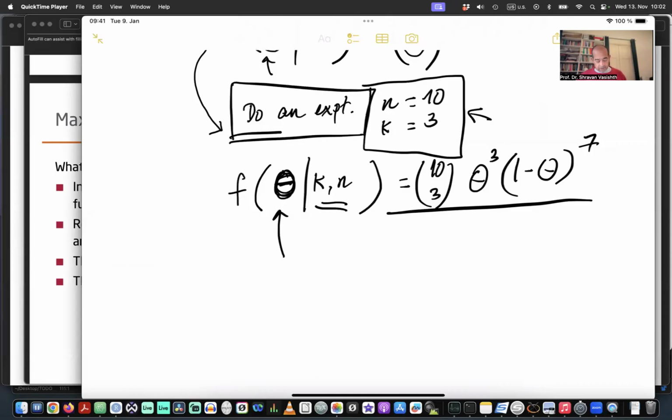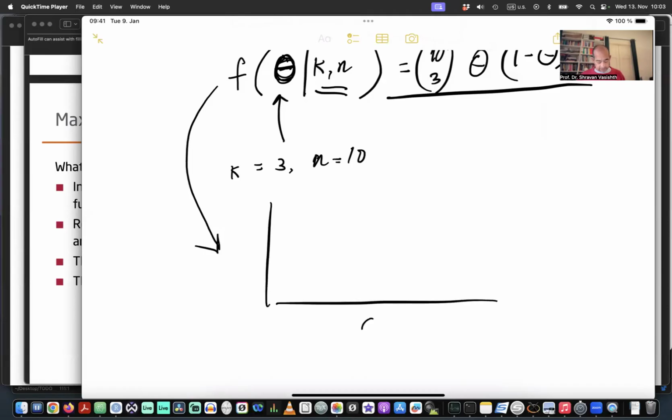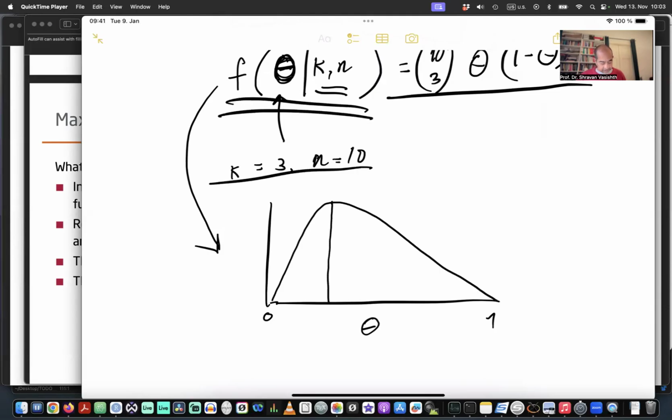So once we do that, what you will notice is that if you have k equal to 3 and n equal to 10, what will happen is that this function, described in terms of theta, with the x-axis being theta, will have a shape like this. Of course it ranges from 0 to 1, and the maximum point of this function for this particular data is going to be at 0.3. The maximum point is the point where the curve has the highest value. So this is the maximum point here, and it's actually a turning point. The curve keeps going up, up, up, here it flattens out and then goes down. So this is the maximum point in this curve.